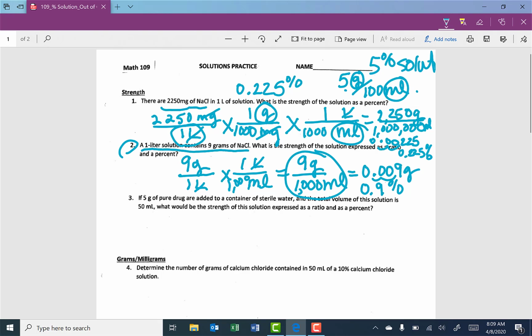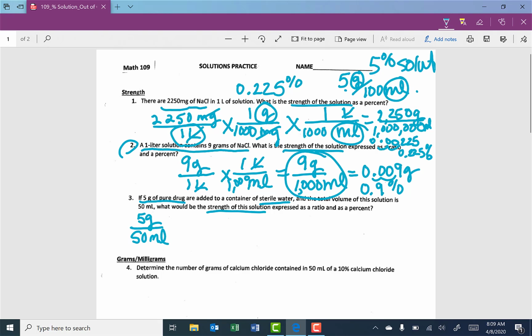Let's look at number 3. If 5 grams of pure drug are added to a container of sterile water, and the total volume of the solution is 50 milliliters, what would be the strength of the solution expressed as a ratio in a percent? Again, strength of the solution, gram over milliliter. So we're given 5 grams over 50 milliliters. Now, notice we have everything we need. It's in grams over milliliters. That's exactly what percent solution has to be in.